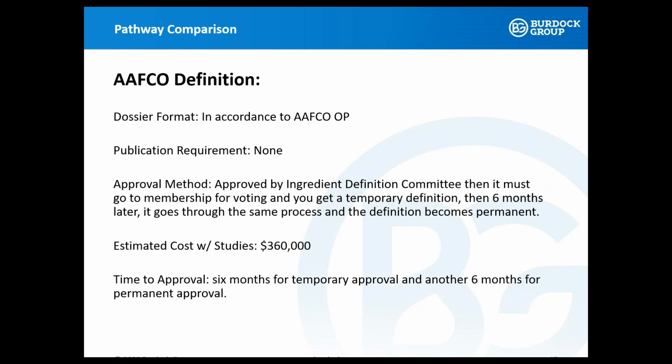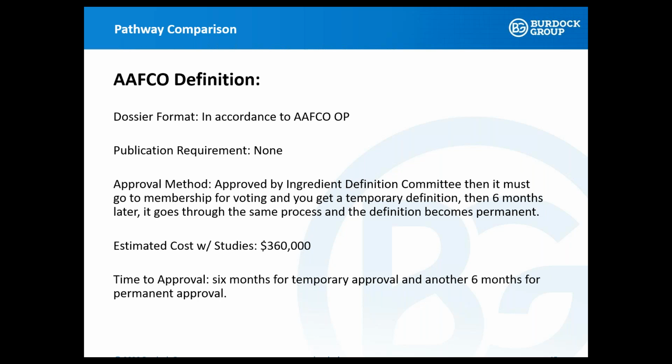Okay, AAFCO. Well, it's short, according to the AAFCO OP. But in terms of content, you still need to have similar content as GRAS or FAP. You need the scientific data. However, there doesn't appear to be a publication requirement, so that's also kind of big. So it's approved by IDC, Ingredient Definition Committee, then it goes to membership, and then you get a temporary definition. Six months later, it goes through the same process, and the definition becomes permanent, finalized.